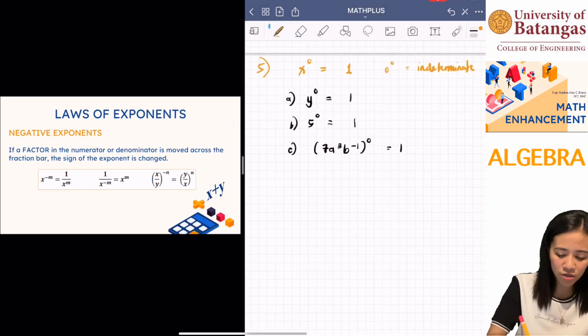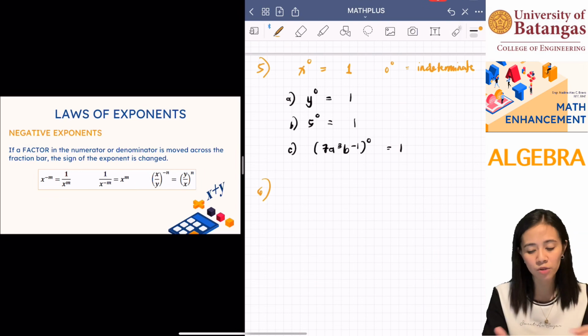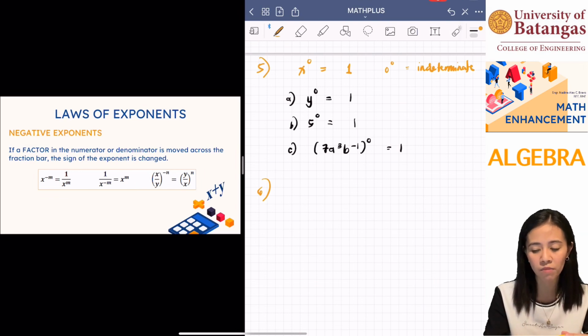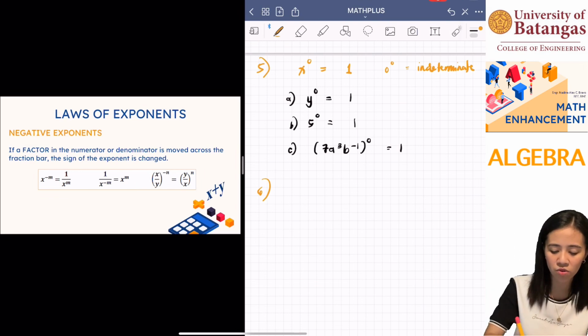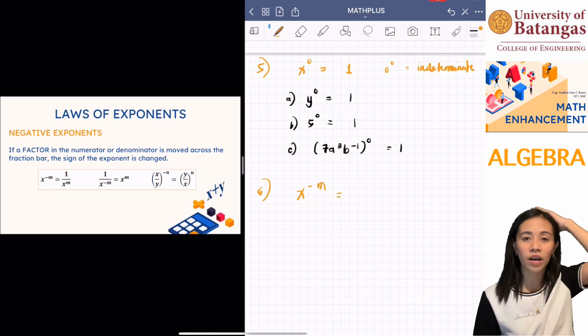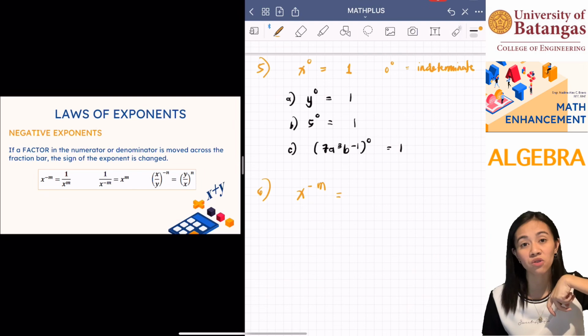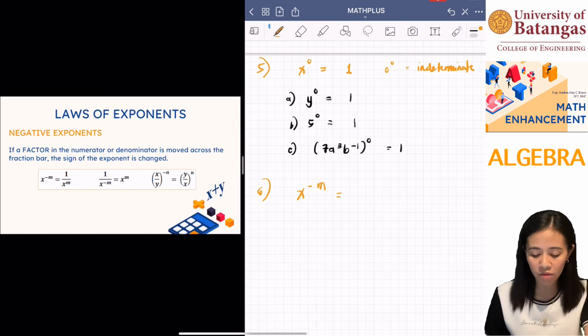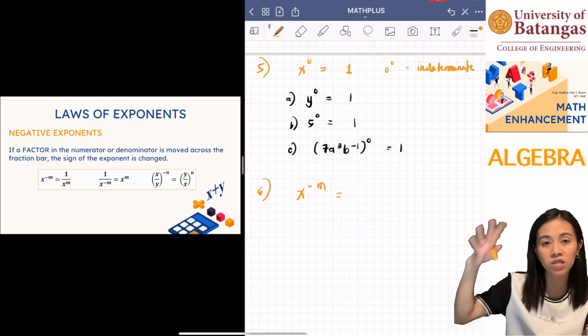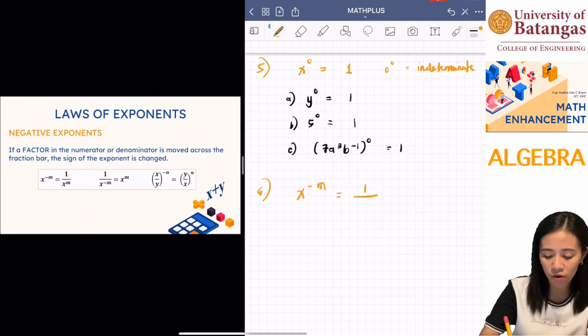So, with negative exponents po, if you have an exponent that is negative. So, halimbawa, you have a variable x raised to a negative exponent m. Pwede mo siyang gawing positive, ang exponent ni x, ibababa mo siya as a fraction. So, magiging fraction yung term. So, halimbawa, if you have x raised to negative m, marireciprocal siya. Magiging 1 over x, pero yung exponent mo, magiging positive this time.